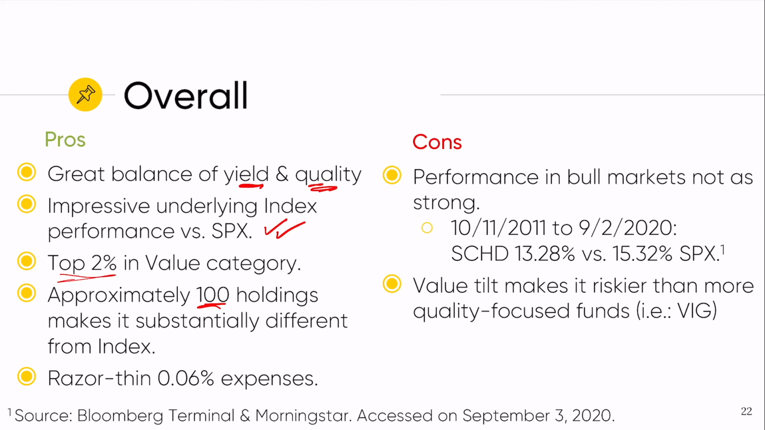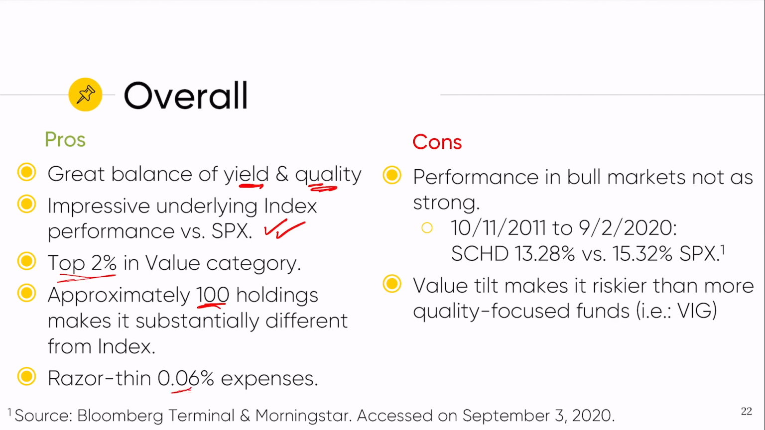It's not so much to where you end up basically replicating the index, but it's also not so little that the performance is very volatile. You've got a nice solid basket of 100, which is different enough from the index, but it's also concentrated enough to really give it a potential to outperform. And the razor thin 0.06 expense ratio is also quite favorable.